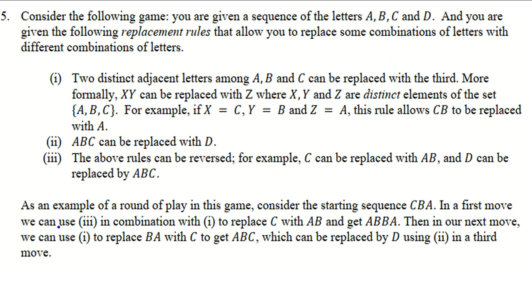In the first move, we can use the third part in combination with the first part to replace C with AB. So if you replace C with AB, it would be AB, and you write the rest of that, BA. Now, in our next move, we can use the first part to replace BA with C. So it would be ABC, which can be replaced with D, because ABC, you can replace it with D using the second part.